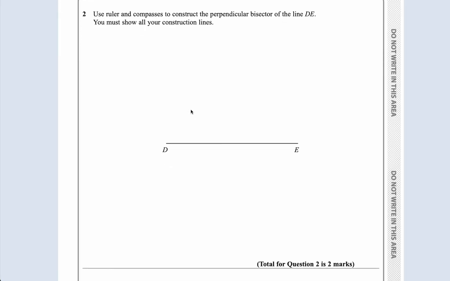Question 2. Use a ruler and compass to construct the perpendicular bisector of the line DE. You must show all your construction lines. Okay, so guys, I don't have a ruler and compass, but I'll show you as best as I can what to do. You put the pointy bit of your compass at the end of the line here, and then you put the pen part of the compass, it doesn't actually have to be on E, but let's say around E, and then we're going to draw an arc somewhere up here like that. So that's like a little arc. This is the pointy bit, this is the pencil bit.